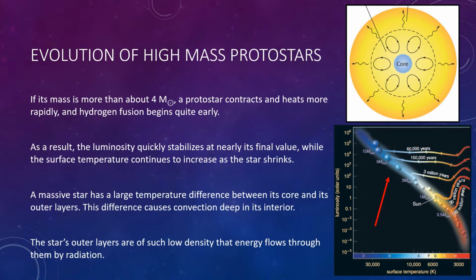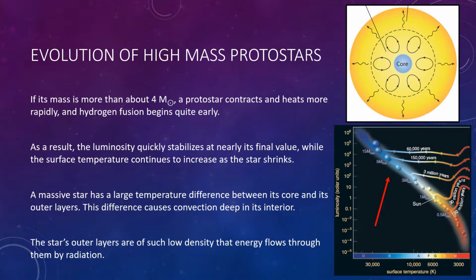You can see this most easily for the 9 and 15 solar mass evolutionary tracks, so these two at the top. So basically everything happens way faster. So yes, it goes through the same general processes, but much more rapidly to where it reaches a stable luminosity, and it just follows that path the whole time.